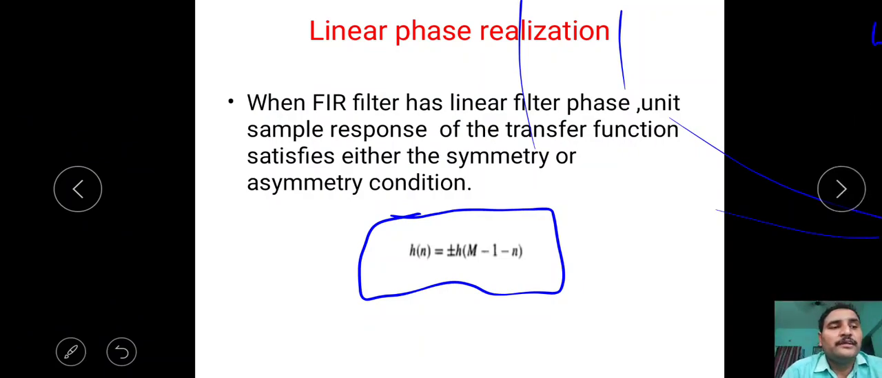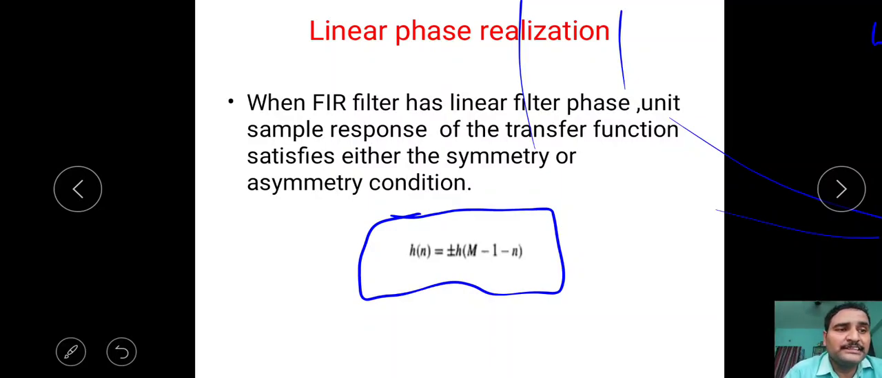So, in last class, you saw the direct form realization. Now we should go for linear phase realization. First, why do we go for linear phase realization? Direct form realization requires M multipliers, M minus 1 adders, and M minus 1 delay elements. To reduce the complexity, we go for linear phase realization.